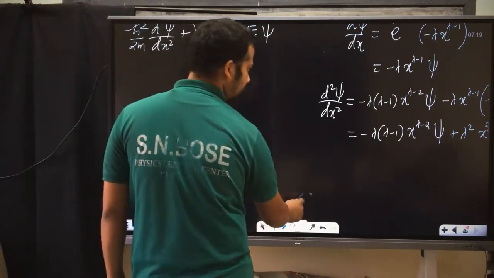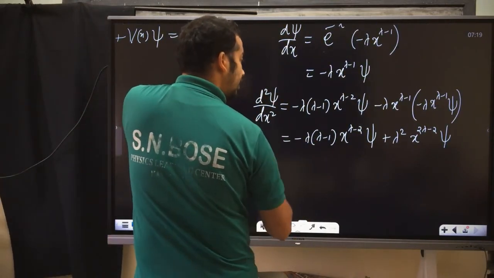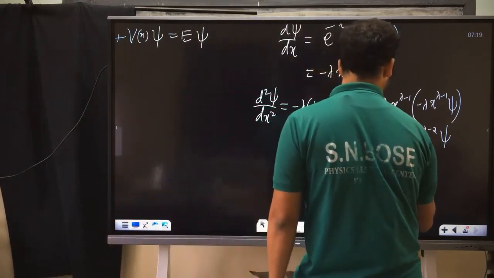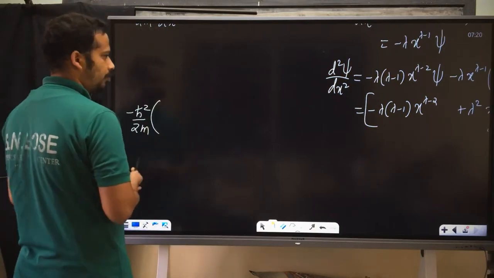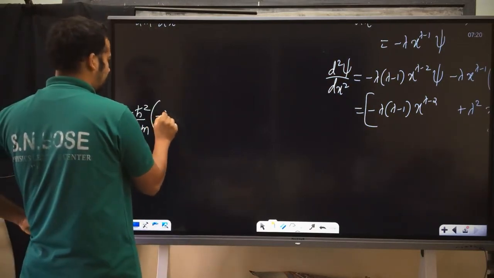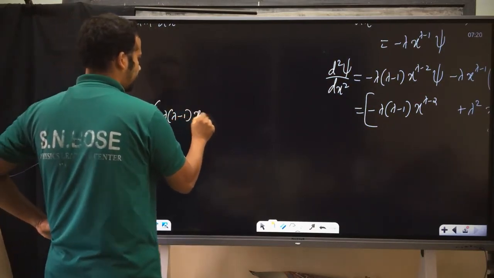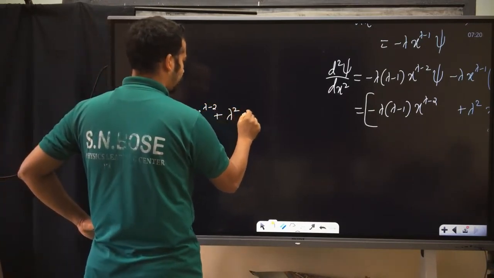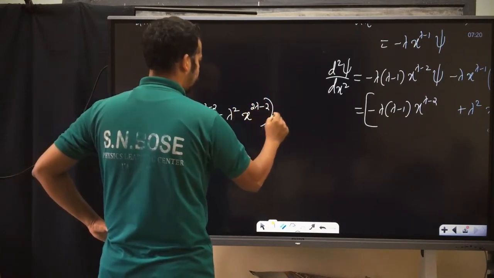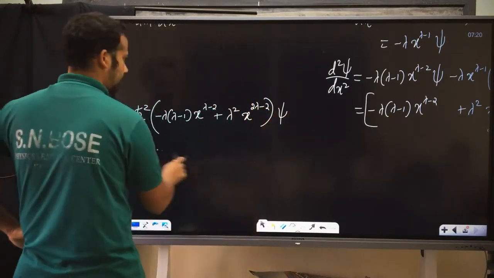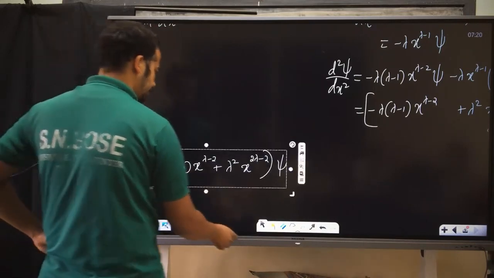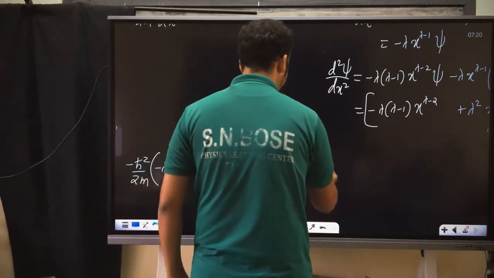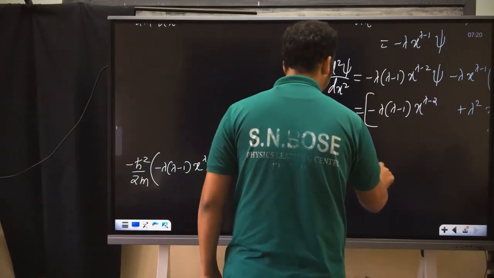Anything can be taken common. Psi can be taken common, and x power lambda. Minus lambda into lambda minus 1 x power lambda minus 2 plus lambda square x power 2 lambda minus 2, into psi. Am I right? Minus h bar square by 2m second derivative, plus v of x into psi, that's equal to e into psi.